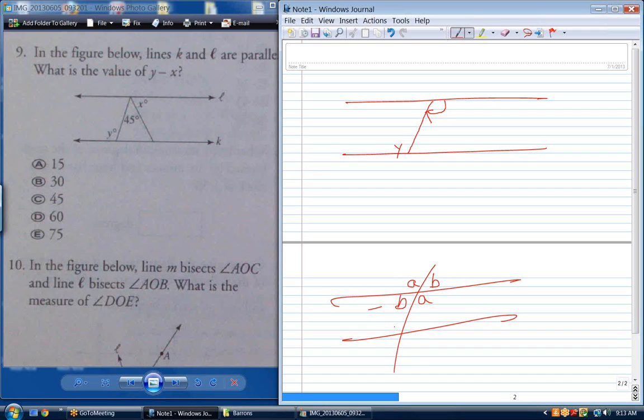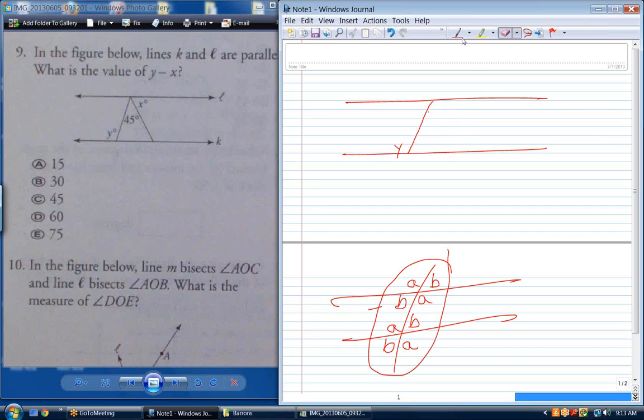Notice we create a small angle and a big angle. And these 8 angles are either A or B. They're either the small angle or the big angle. So when I look at this part of the picture, I can see that this angle is the big angle, so it has to be equal to this one up here. So what can I say for that in terms of an equation? Y equals what?